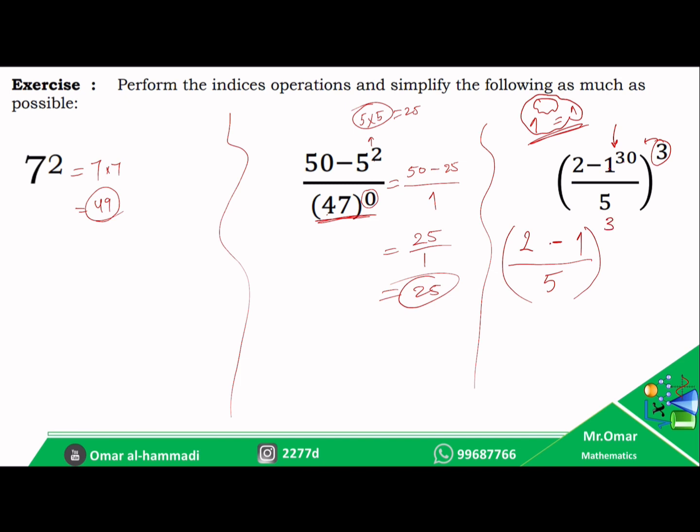2 minus 1 is only 1 divided by 5, and this is to the power 3. So now we have to distribute the power 3 for 1 and 5. It will be like this: 1 to the power 3 divided by 5 to the power 3. 1 to the power 3 will give us the same result, 1. And 5 to the power 3, it will give us what? 5 multiplied 3 times. It will give us 125. So this is the result in the lowest term, and also it's an improper fraction.